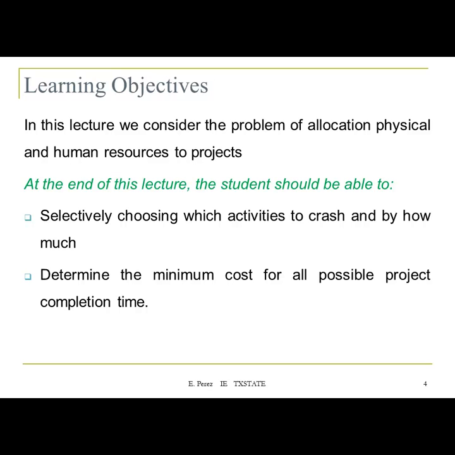So in this lecture, we consider the problem of allocating physical and human resources to the project. At the end of this lecture, you should be able to selectively choose which activities to crash and by how much. Crash is the strategy that we're going to learn today that will help us reduce the lead time of the project. And the second learning objective for this lecture is to determine the minimum cost for all possible project completion times.